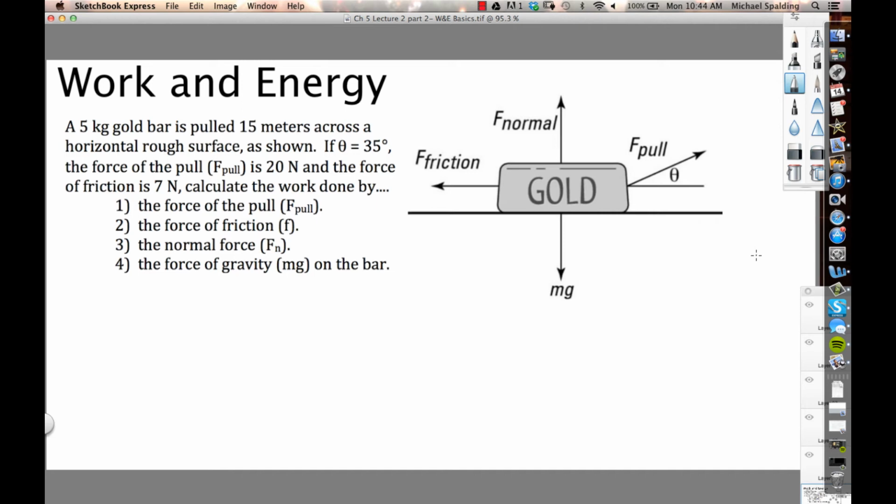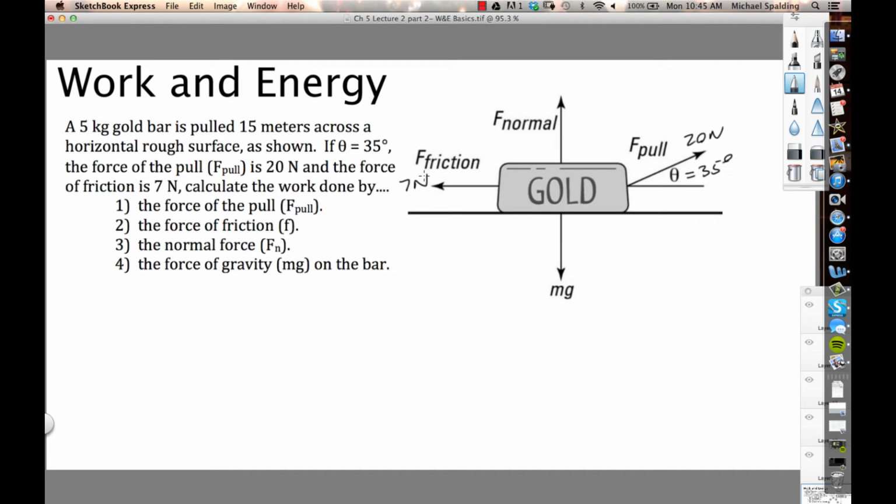Okay, so I got this 5 kilogram gold bar that I keep at my garage, and I like to drag it across the floor and figure out how much work is done. So the question is, if the pull force, this force that's pulling the bar, is 20 newtons, this angle here is 35 degrees, and the force of friction is 7 newtons, you're going to find the work done by the 4 forces on the bar.